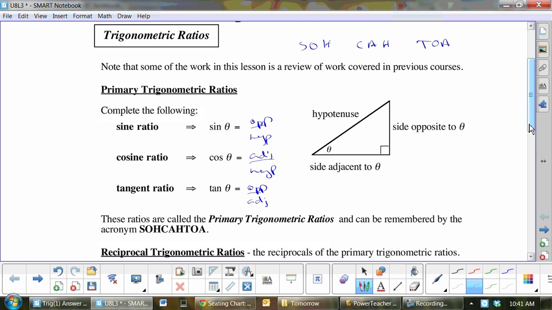Now, how do you know what's opposite? Well, when you talk about this angle, if you were standing right here, there's only one side you could shoot an arrow to and actually hit it. The other two, it would just skim right along. So that's always your opposite side. Okay, that's opposite to theta.